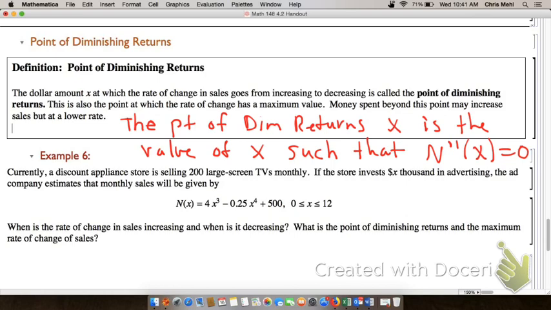We'll find when the rate of change of sales is increasing and decreasing, and then at that point where it changes from increasing to decreasing, that'll be the point of diminishing returns, and we'll plug that value back into the derivative to get the maximum rate of change of sales. Okay, and then what I'll do is I'll plot this function and its derivative into Desmos, and we'll be able to see the connection.